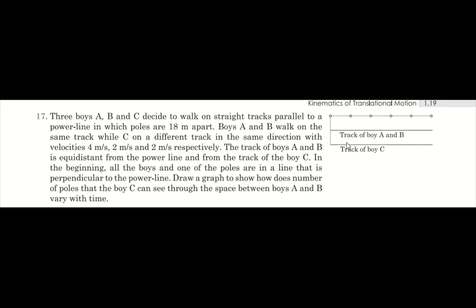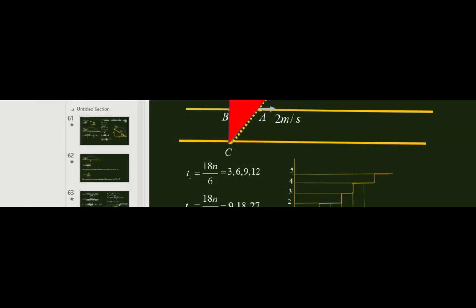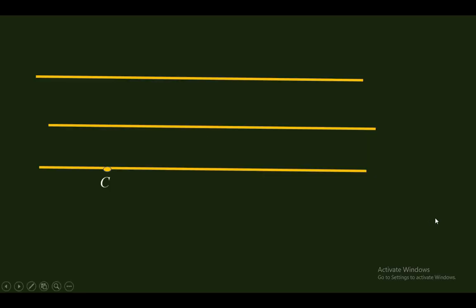Okay. So the question is that we have to find how many poles are seen to the boy C between the two boys A and B in that window. Okay, so this is the question. Let's see how to tackle it. So these are the three tracks. I am drawing the situation as seen by the boy C. So this whole situation is seen by this boy C.